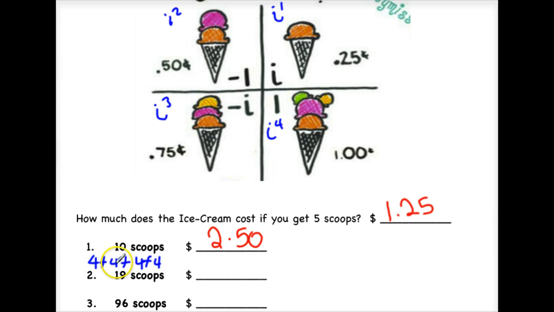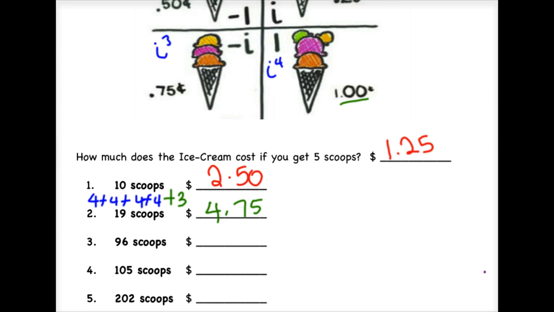So 4 plus 4 again is 8. 8 and 4 is 12. 12 and 4 is 16. And then 16, what's left over? 16 plus 3 is 19. Good. So how many 4s? I have 1, 2, 3, 4. Every 4 is $1. So this will be $4. And then 3 more would be 1, 2, 3, which is 75 cents.